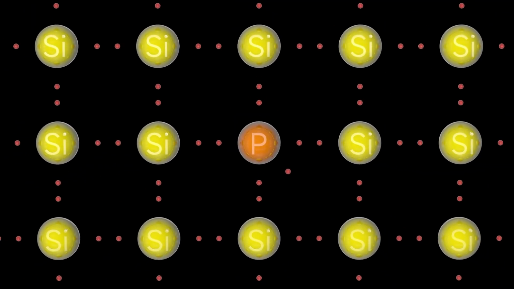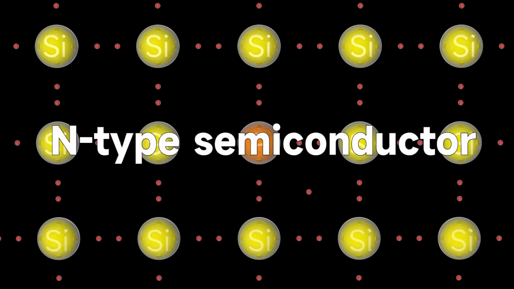A phosphorus group element has 5 electrons in the outermost layer. When each phosphorus atom combines with silicon, it produces an additional free electron, known as an n-type semiconductor, with a greater number of free electrons than the number of holes.